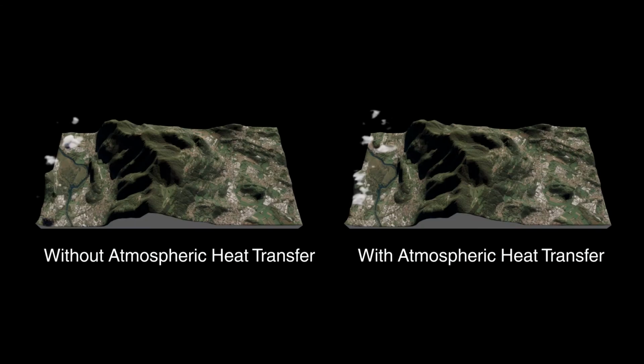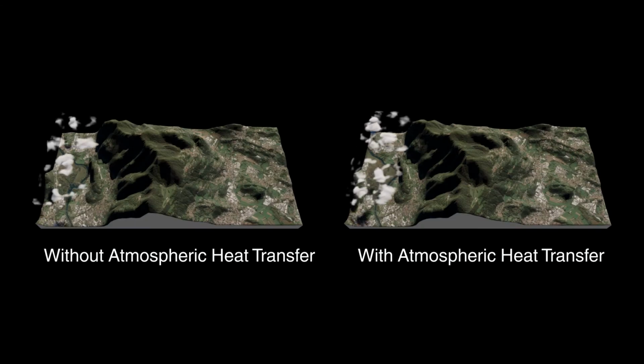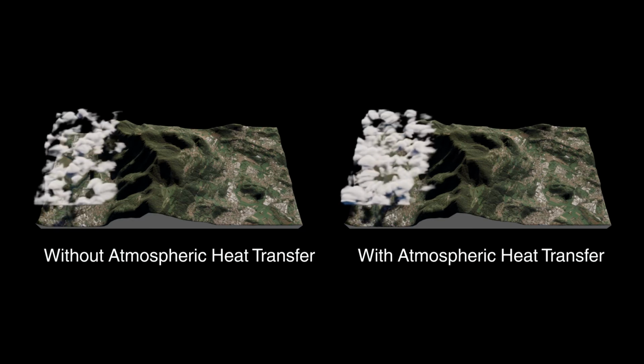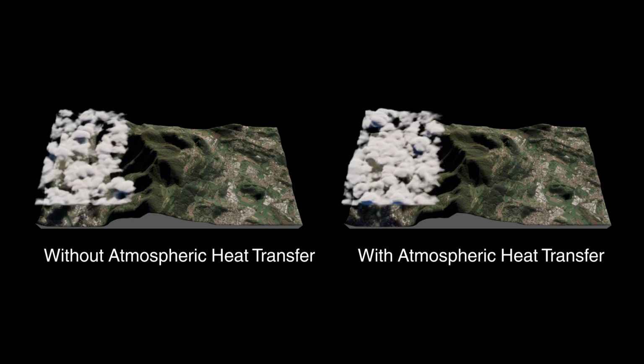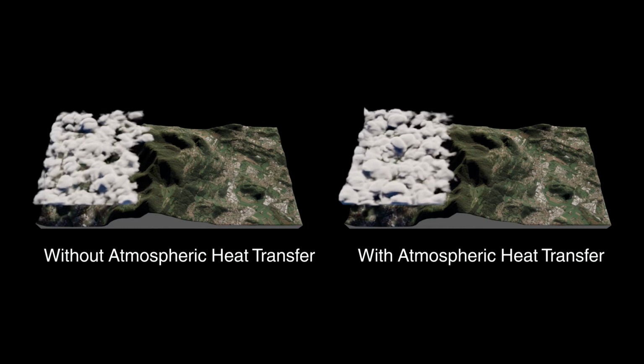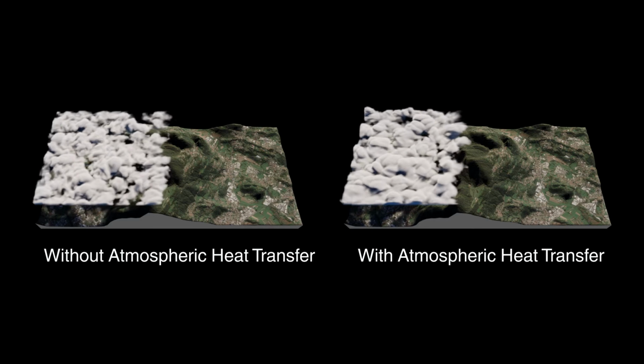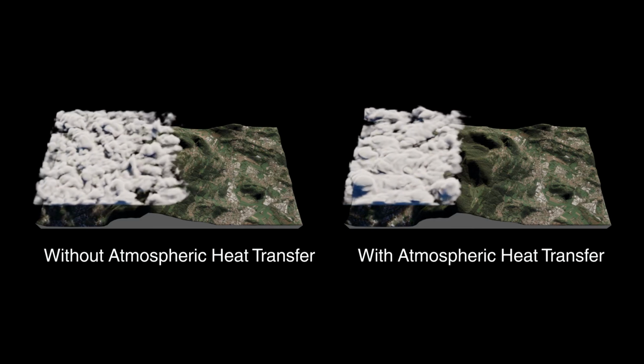We account for daily temperature changes as well as heat transfer between pedosphere and atmosphere, allowing us to simulate complex weather effects. In this scene, we demonstrate the evolution of cloud formations passing by a topographic barrier, without atmospheric heat transfer and with atmospheric heat transfer.